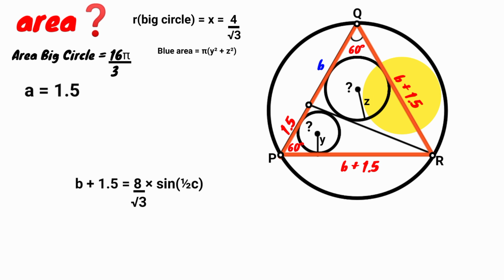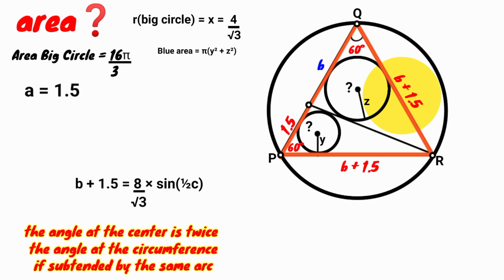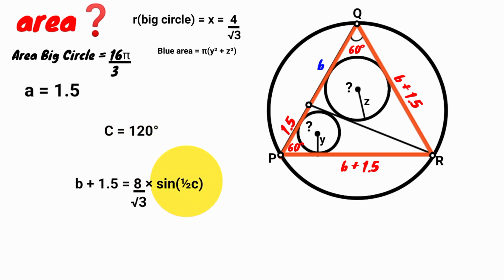From the circle theory, there is a rule that the angle at the center is twice the angle at the circumference if subtended by the same arc. So by this rule, since C is the angle at the center and this 60 degrees is at the circumference, therefore C equal to 2 times 60 degrees, which is 120 degrees. Substitute it here. 1 over 2 times 120 degrees is 60 degrees. Sin 60 degrees is root 3 over 2. This root 3 cancels this root 3. And this 8 divided by this 2 is 4. So b plus 1.5 is 4.